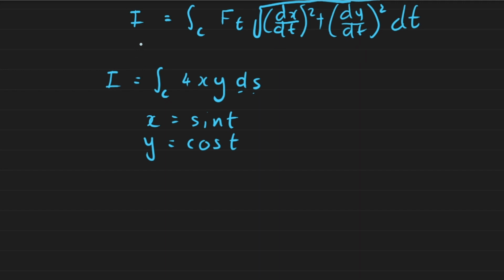To use the equation that we have derived, we would need to find dx/dt and dy/dt, square both of them, take the square root, substitute it into this integral, and then evaluate the integral. Perhaps we should also mention that this curve requires t to go from 0 to pi over 4. So these are our integration boundaries.